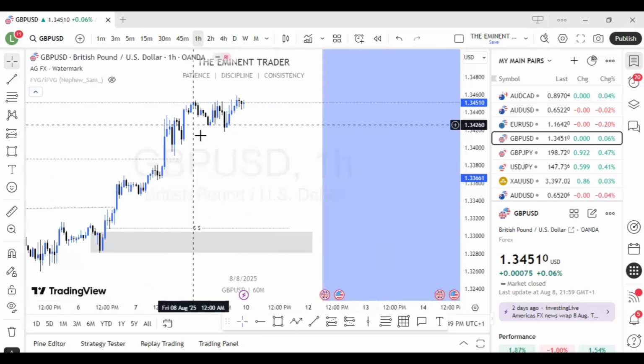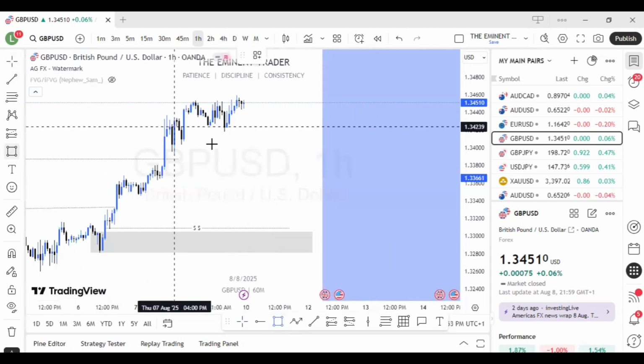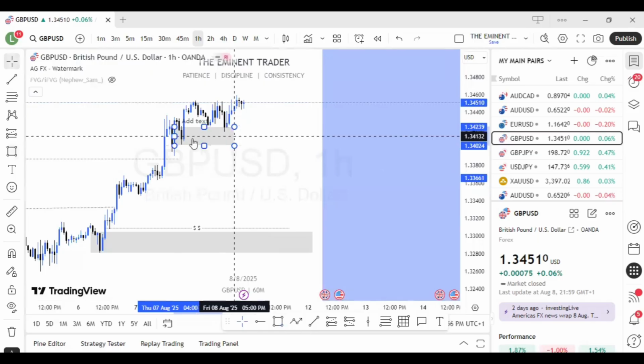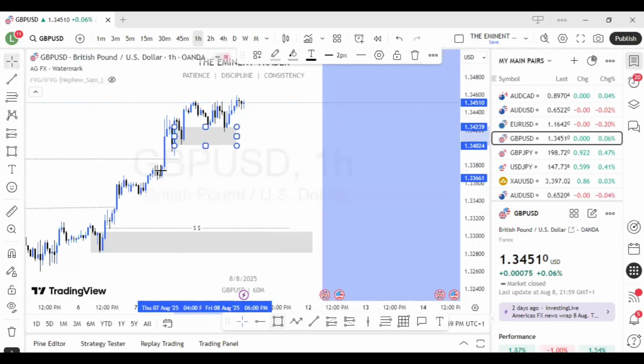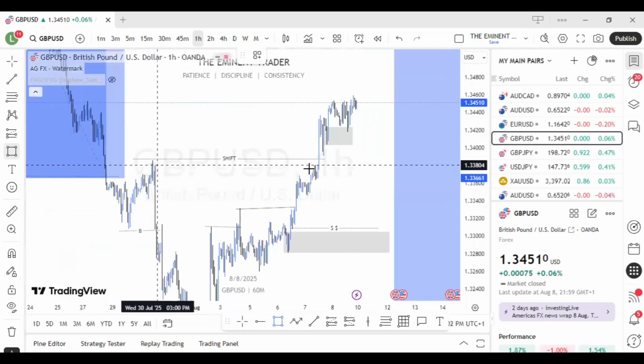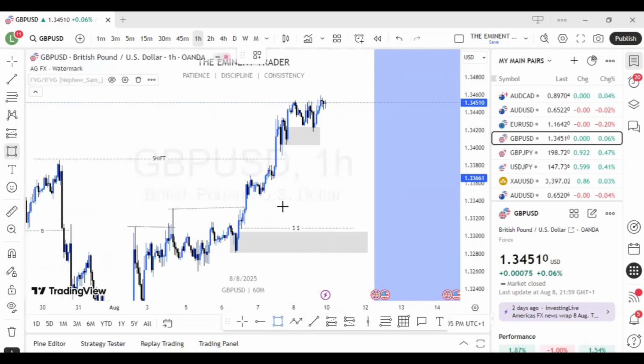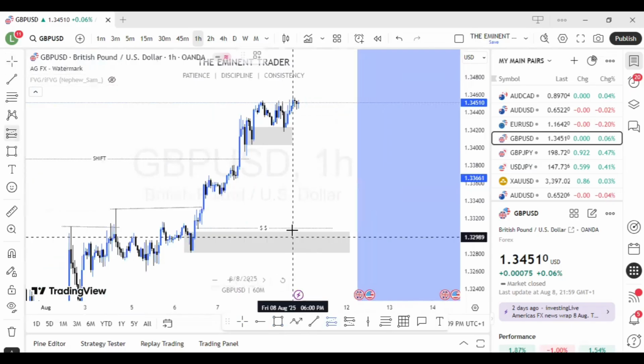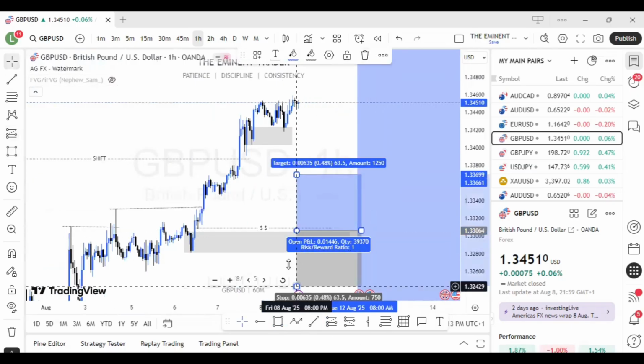And all these are already mitigated. This has been mitigated already. You can see that it has been mitigated. So this is not entirely valid because it was around the other block. This is the valid one here. So if I were planning to enter a buy on the 1 hour, this is where I will have my entry. Here we have 15 minutes.